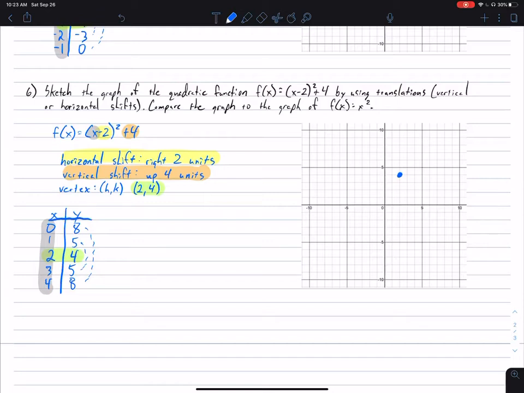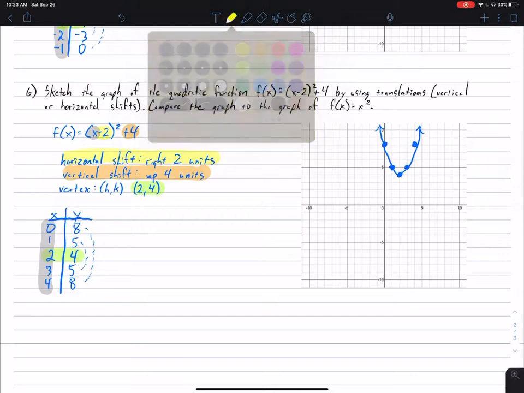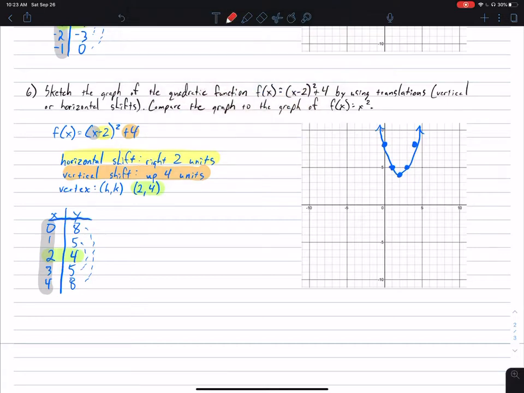Let's plot these points. 0, 8, 1, 5, 2, 4 is already there. 3, 5, again, we're starting to see that reflection. We found that vertex, and 4, 8. I missed there a little bit, but you get the idea. If they want you to compare it to the original, your original would have been somewhere around here. And if you have that original and you shifted it right 2 units and then up 4, you'd wind up at our new function.